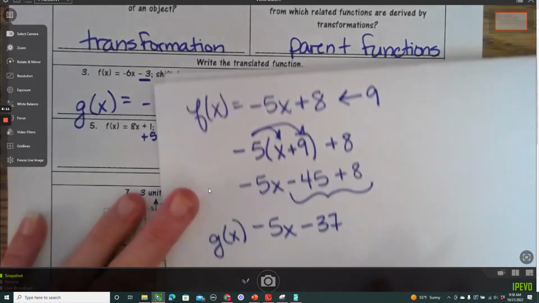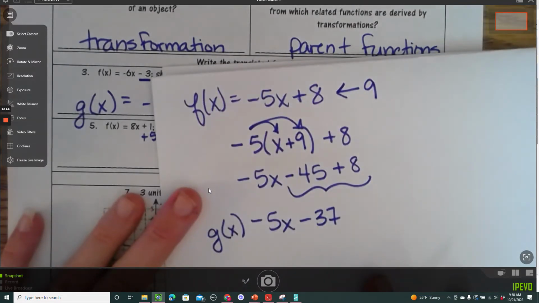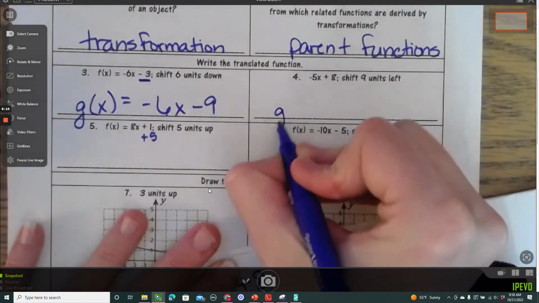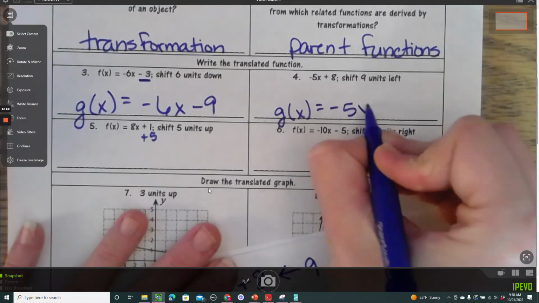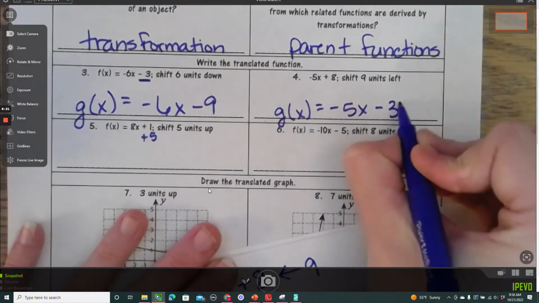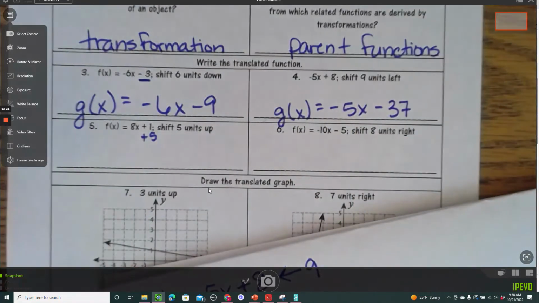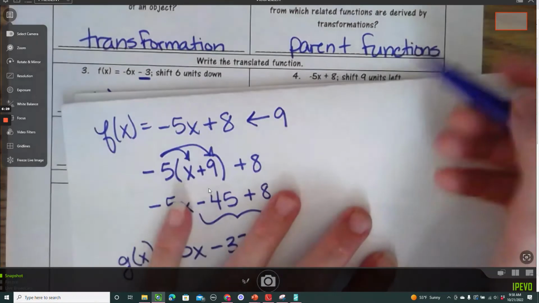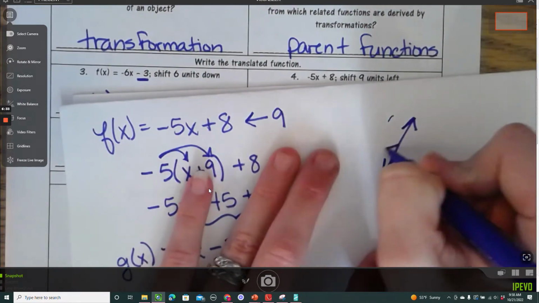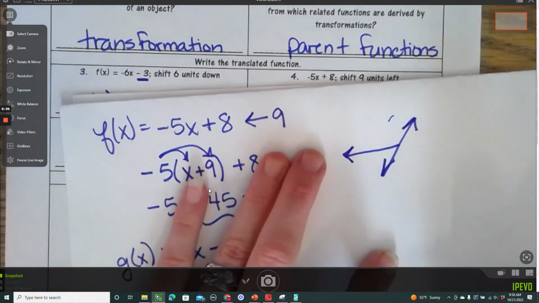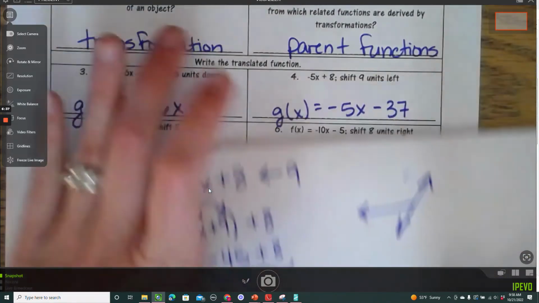So I'm going to name it g of x. So g of x equals negative 5x minus 37. That's shifting the line 9 units to the left. That's taking a line that looks like this and shifting it 9 places that way. It makes that big a change.